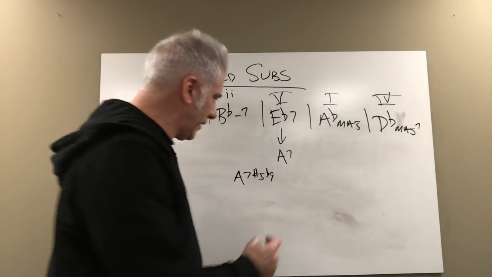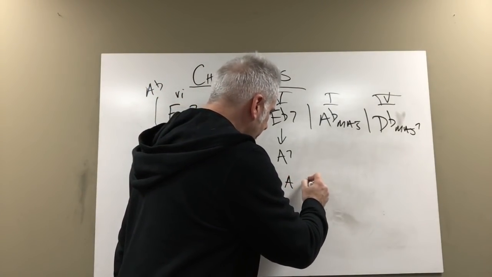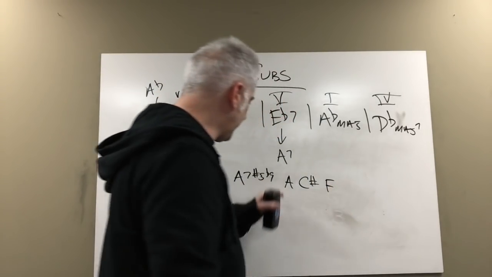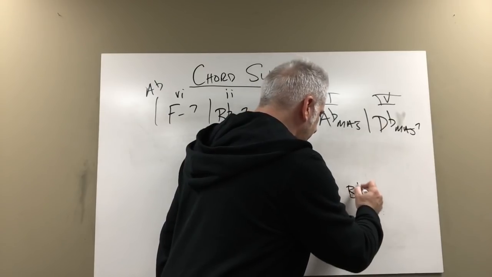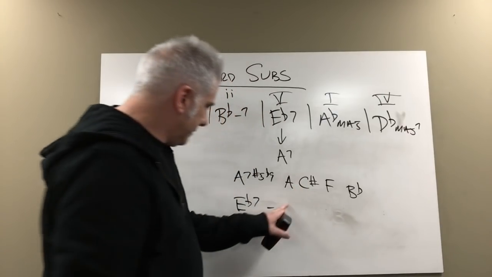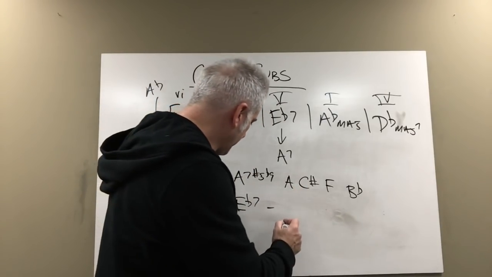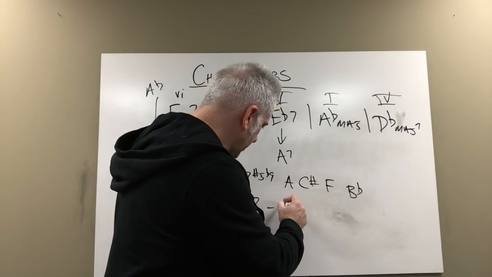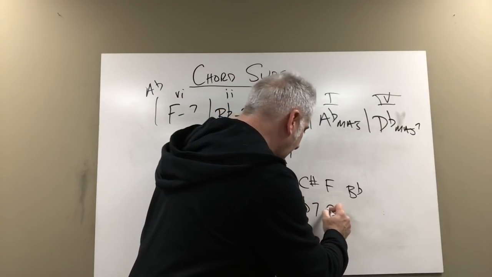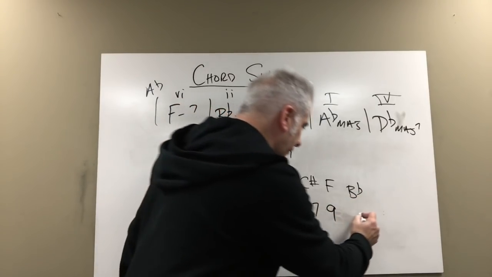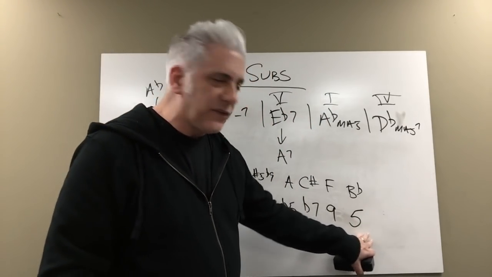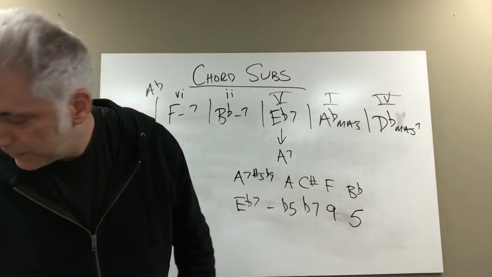Just stick with me here. If I have A, C sharp, sharp 5 would be F, and the flat 9 on A would be B flat. If I compare it to an E flat 7 chord, A is the flat 5, C sharp is really D flat, the flat 7, F is the 9, and B flat is the 5th. This comes out of a different melodic minor scale, so this is a different type of tritone substitution.